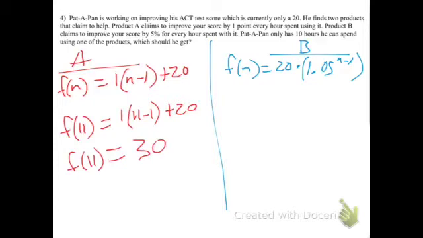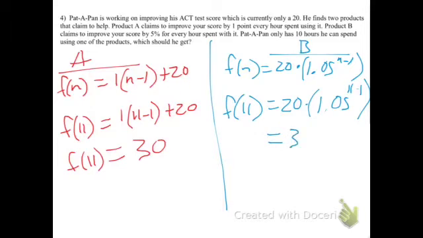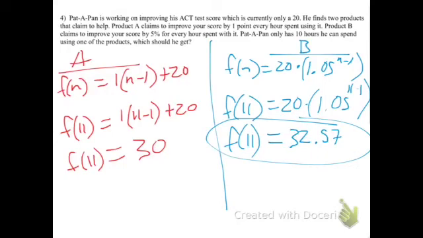Plug 11 into the other one: 20 times 1.05 to the 11 minus 1 power, that's 10. So 1.05 to the 10th power, and then you times it by 20, you're going to get a score of 32.57. So, for the first time on this assignment, on the backside, the exponential one is actually the better option because it's a higher score. The end.